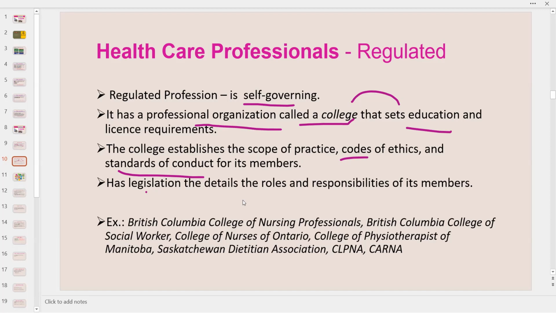An example of a college is the British Columbia College of Nursing Professionals, or the College of Nurses of Ontario, or the College of Physiotherapists of Manitoba, or the College of Licensed Practical Nurses in Alberta.